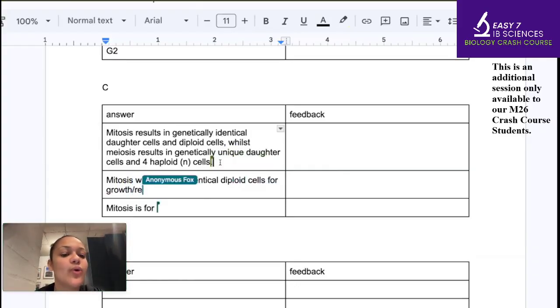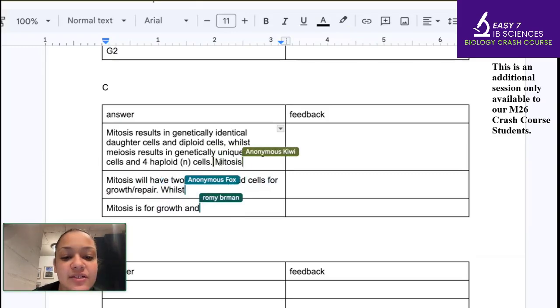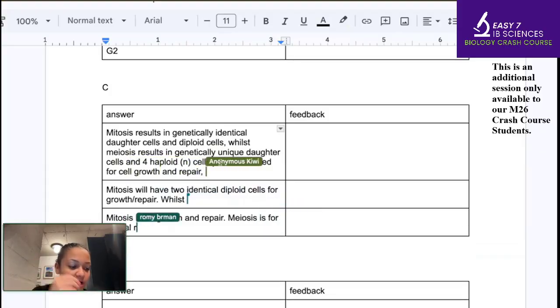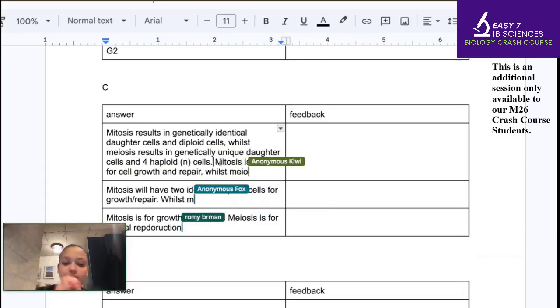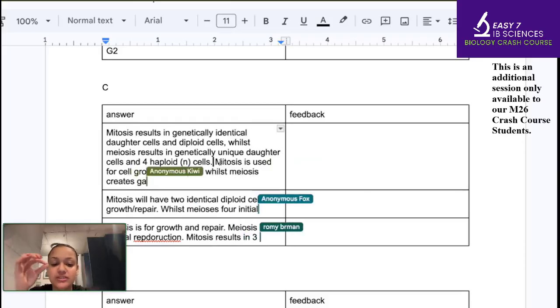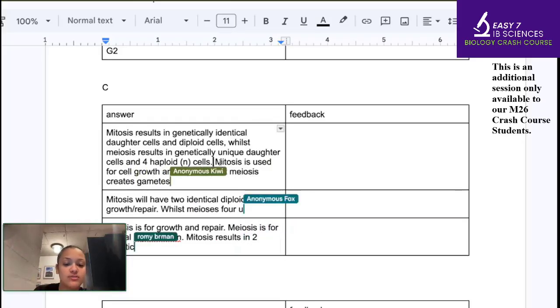So when would you need mitosis versus when you need meiosis, for example? What kind of cells does meiosis create? Okay, all of those questions should be running through your head. So in meiosis, we're creating what? Meiosis, we are creating the gametes, which are then used for sexual reproduction. Yes, well done, Romy. Well done, Anonymous Fox.